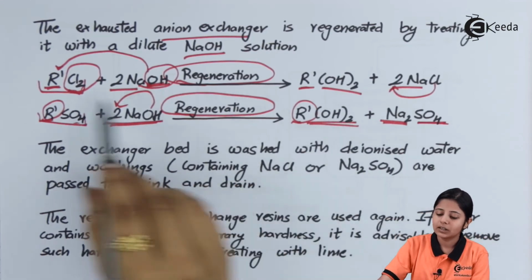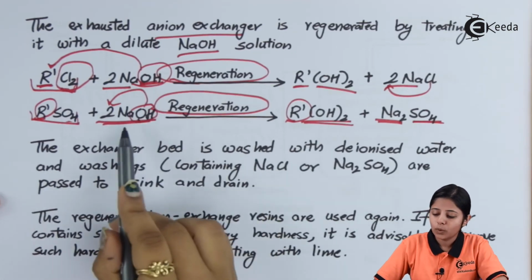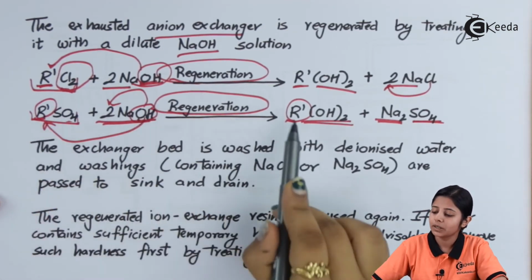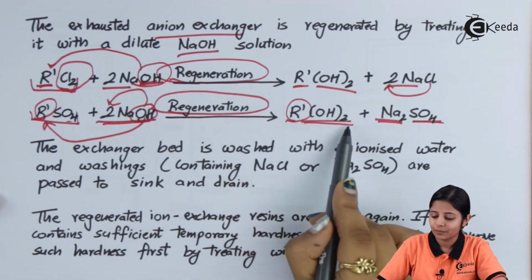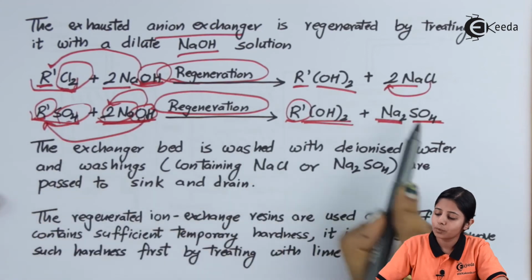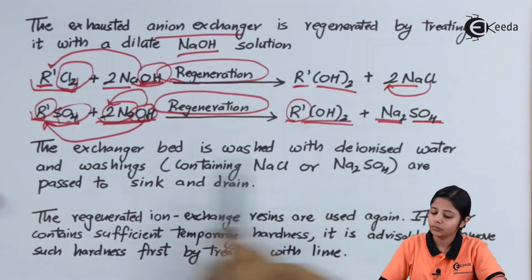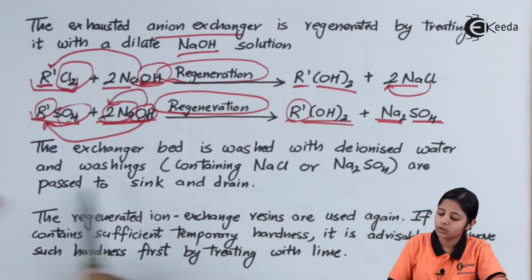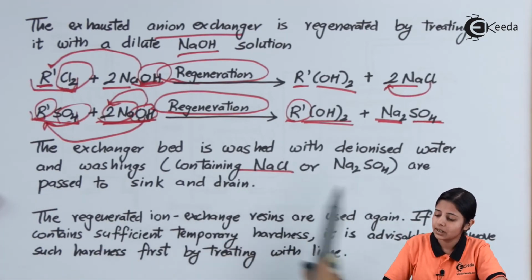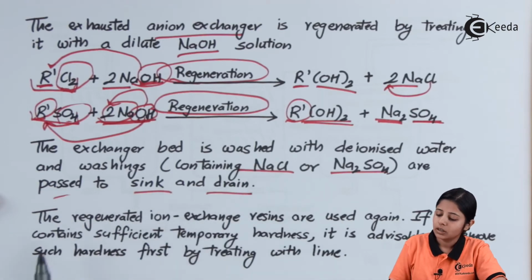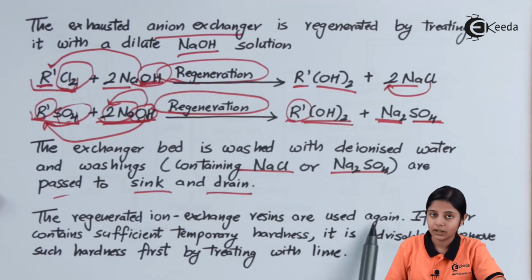Now in this entire reaction, what happens is both the OHs over here go and get attached to this R dash, forming R dash OH twice. And what remains is 2 Na and 1 SO4, forming Na2SO4. The exchanger bed is washed with deionized water, and washings containing NaCl or Na2SO4 are passed to the sink and drain. The regenerated ion exchange reagents are used again.